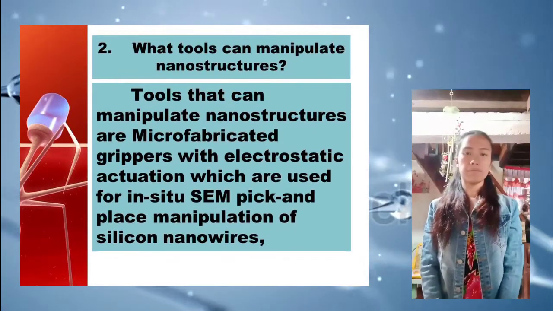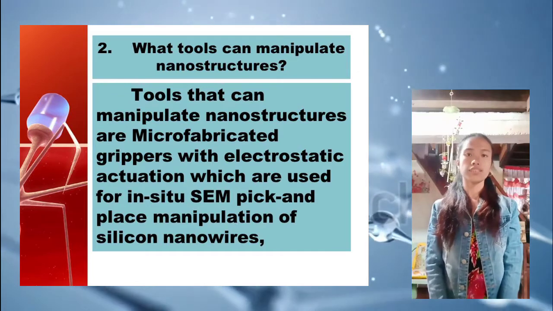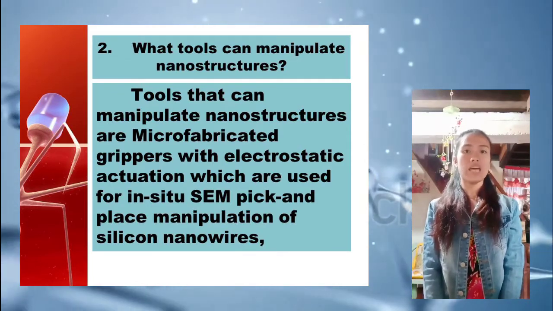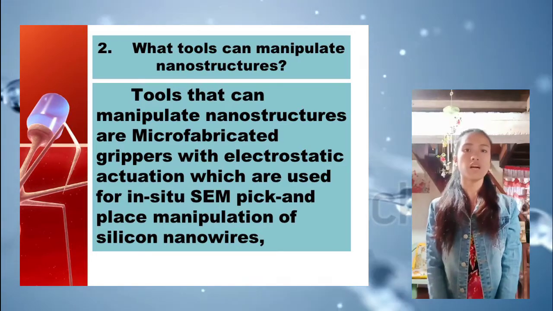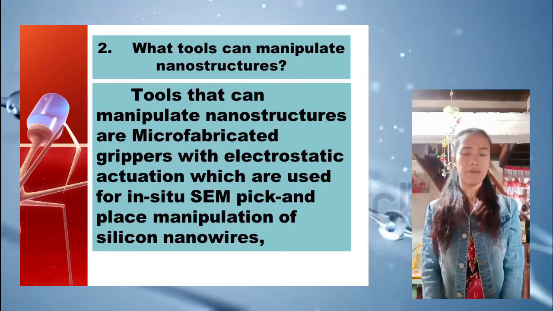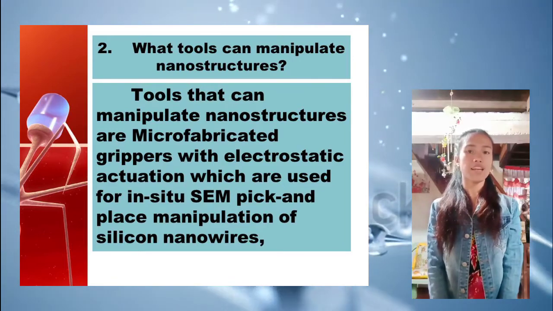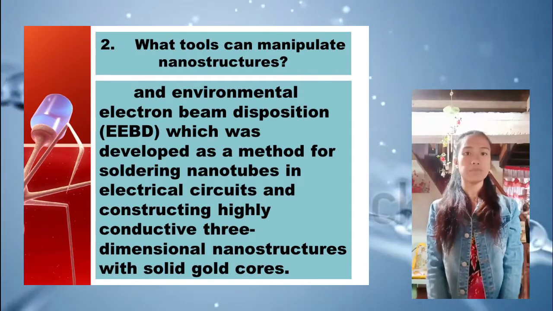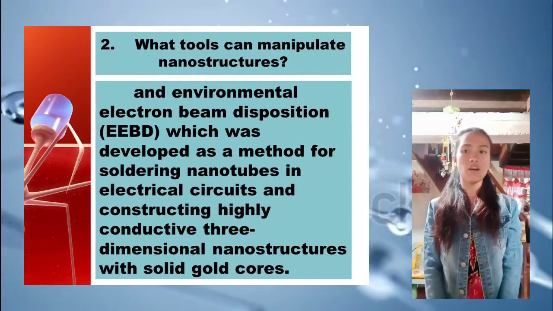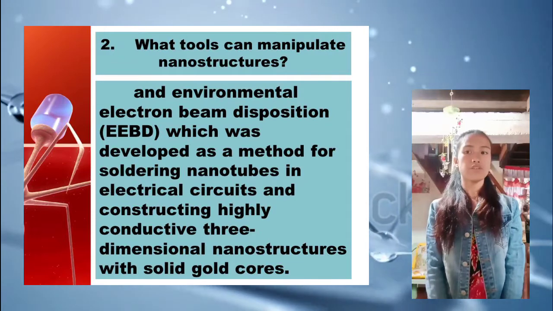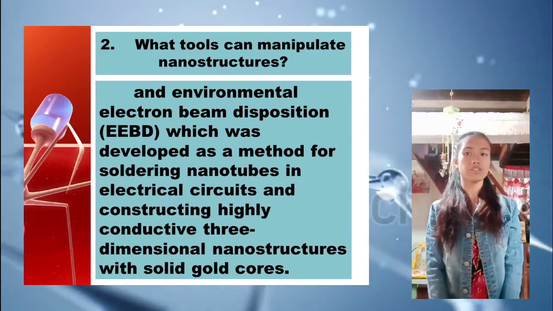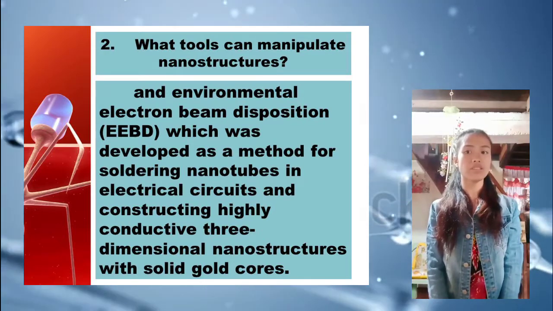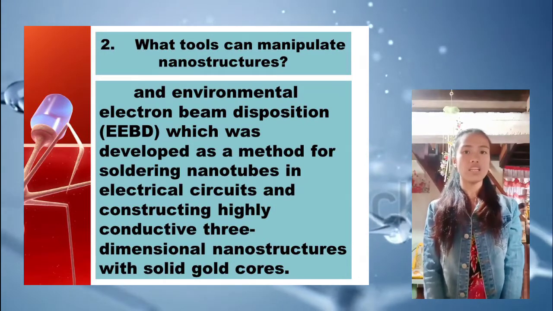What tools can manipulate nanostructures? Tools that can manipulate nanostructures are microfabricated grippers with electrostatic actuation, which are used for in situ pick and place manipulation of silicon nanowires, and environmental electron beam deposition, or EEBD, which was developed as a method for soldering nanotubes in electrical circuits and constructing highly conductive three-dimensional nanostructures with solid gold cores.